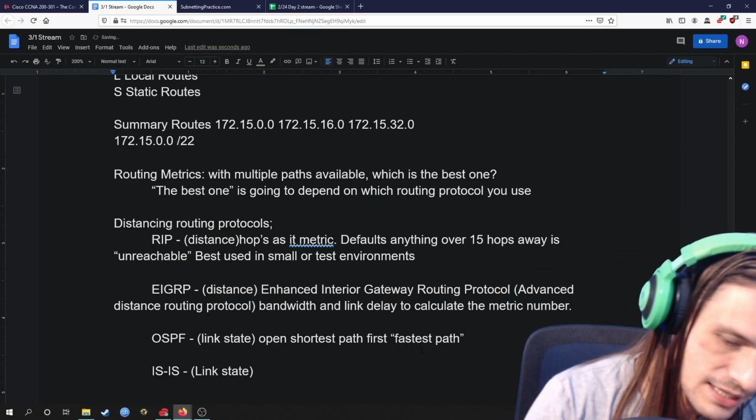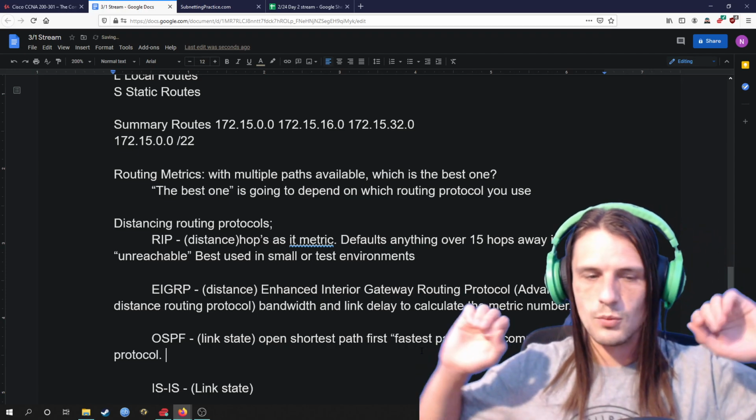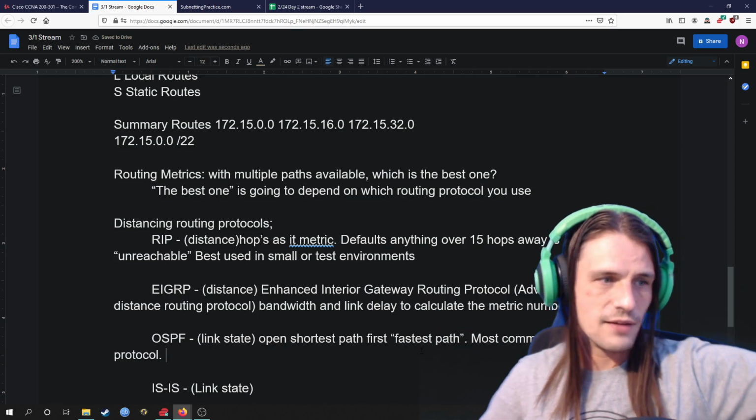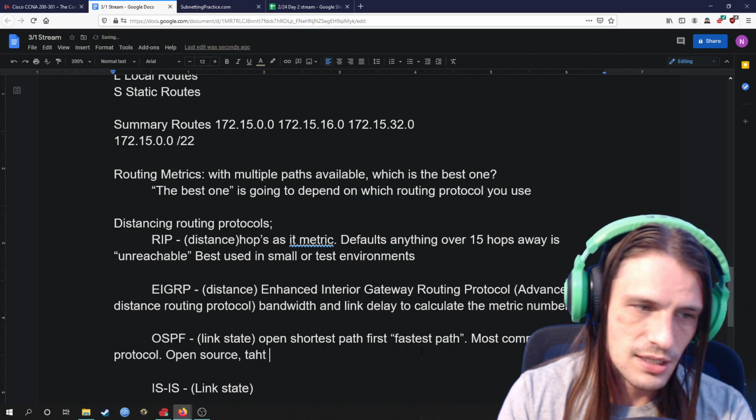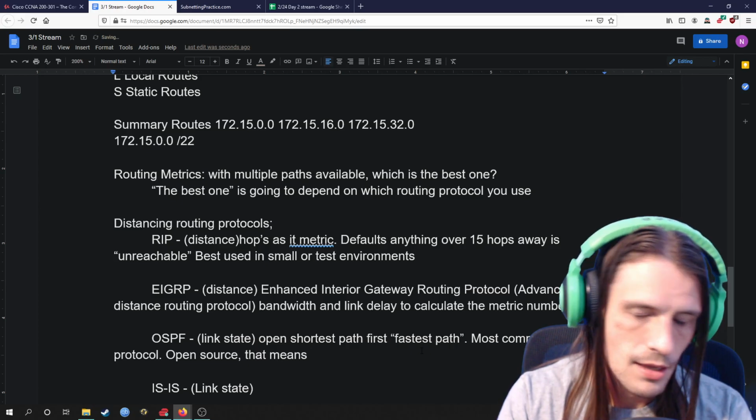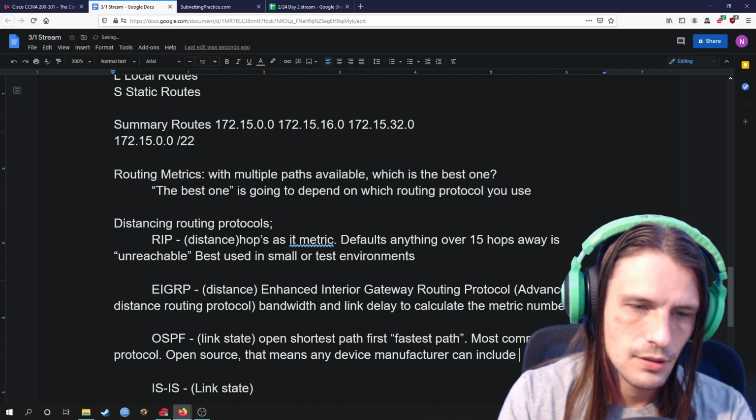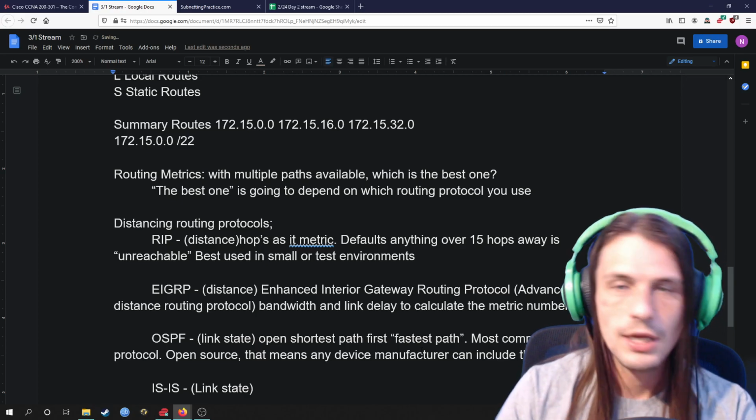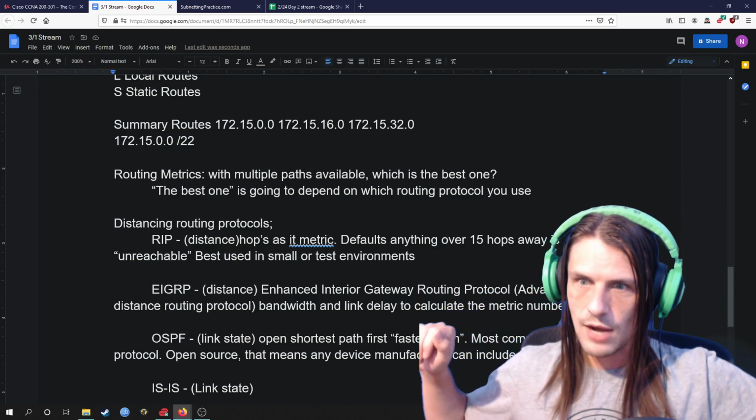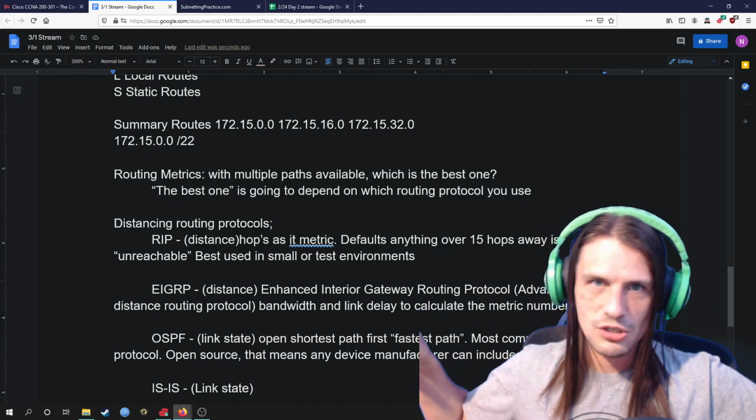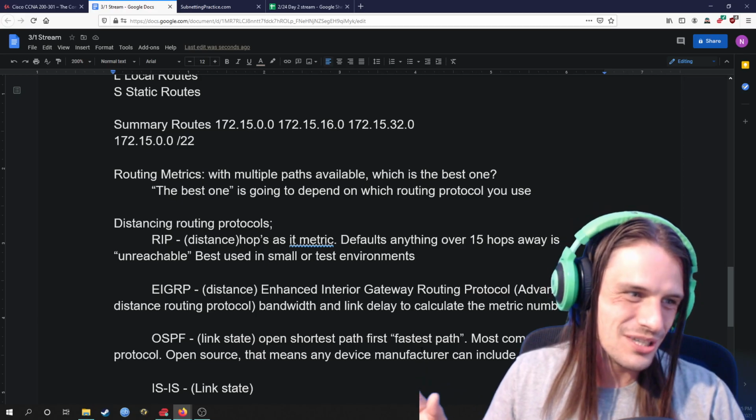However, OSPF is the most common routing protocol you're going to find out in the world at large. The reason that OSPF typically beats out EIGRP is because it is open source. That means any device manufacturer can include this protocol on their device. It's going to run OSPF. So it doesn't matter if you have a Cisco router and a Netgear switch and some other company's server, they're all going to be able to talk to each other on OSPF.